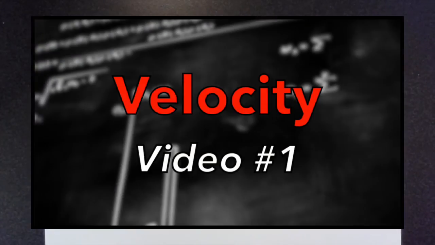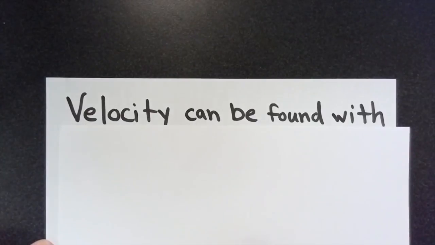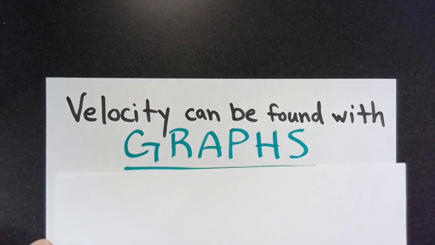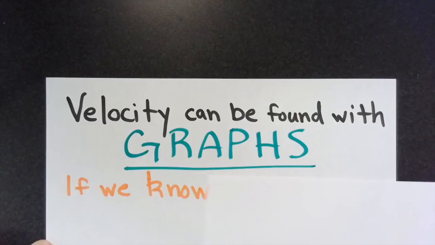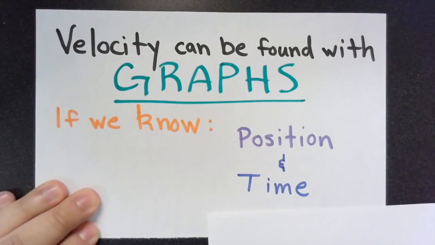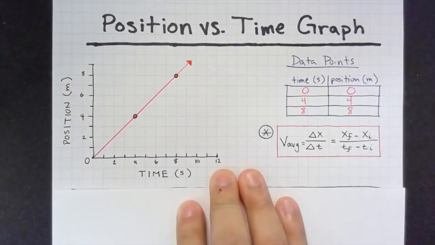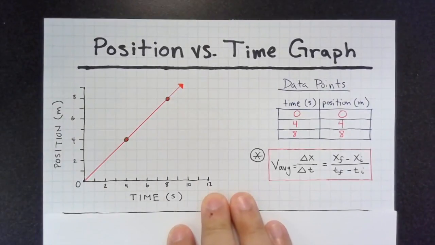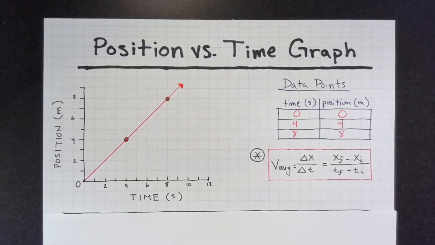If you have not seen velocity video number 1, please click the link in the description or on your screen right now. Today we're going to learn that velocity can be found by using graphs, only if we know both position and time. Let's go ahead and look at this position versus time graph to learn more.